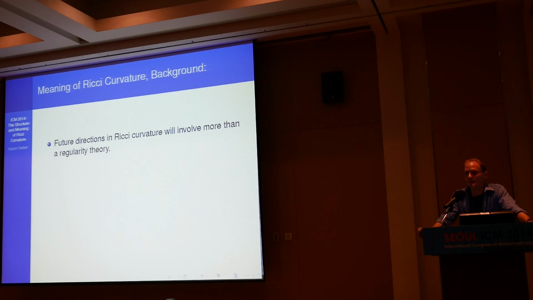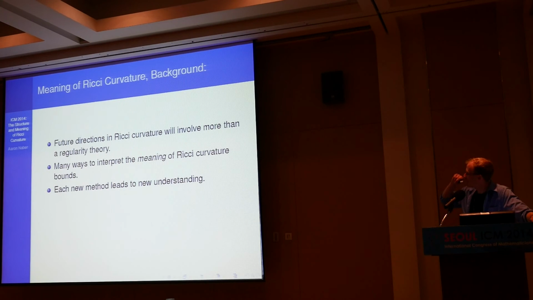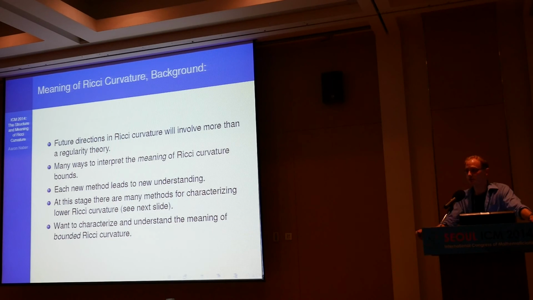But really, you do all that with a purpose. You're eventually going to want to use this to do something. That usually involves wanting to know more about what Ricci curvature is, about what Einstein manifolds are. And in particular, what is the meaning of Ricci curvature on a space? There are a lot of ways of interpreting the meaning of Ricci curvature, and I'll give you quite a few before we're done. Each new one leads to new understanding and new things you can do. In particular, there are many ways of doing this for lower Ricci curvature, and we'll discuss it.